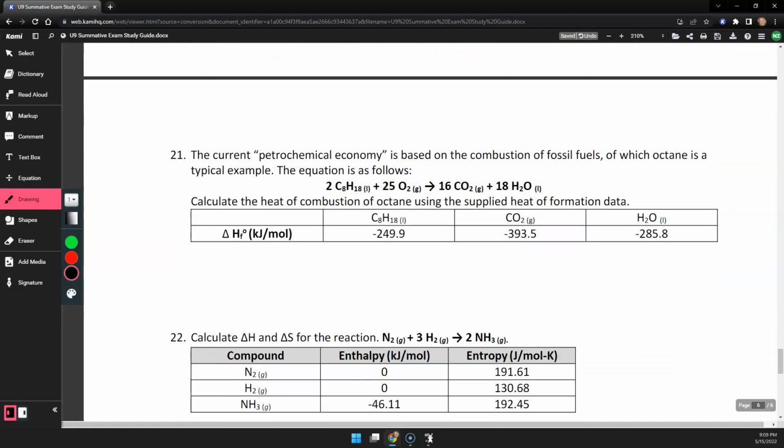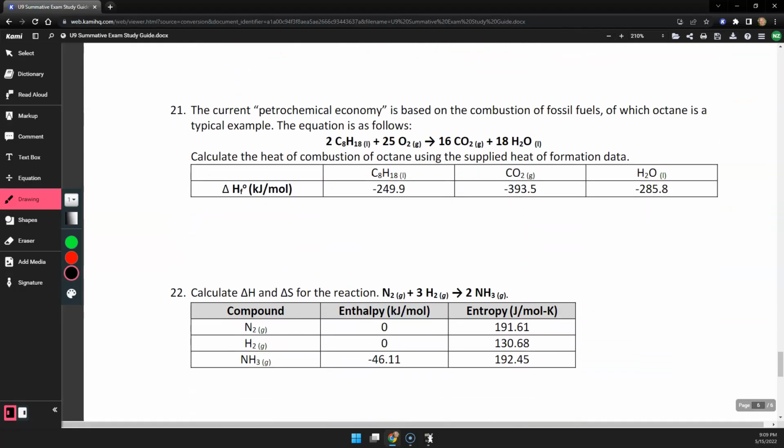All right. Let's see. The current petrochemical economy is based on the combustion of fossil fuels, of which octane is a typical example. The equation is as follows. Calculate the heat of combustion of octane using the supplied heat of formation data. This is great because we have some coefficients here. This is the same thing that we just did, but we're going to be multiplying things here rather than just putting the values in. So our delta H of the reaction is, again, the sum of the products minus the sum of the reactants.